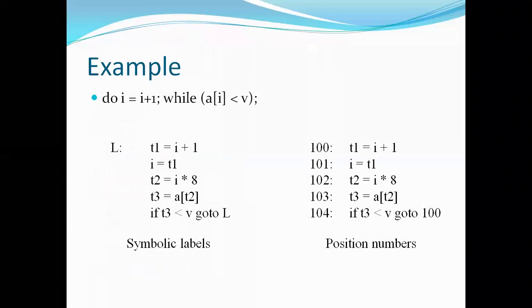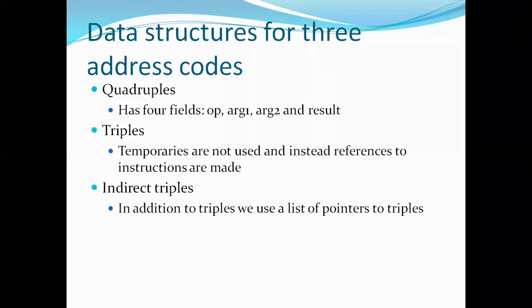After knowing these, I will implement the three address code. To implement a three address code, we need to know three types of data structures. I will explain in the next class what these three data structures are, and with these three data structures the implementation of the three address code can be performed. And before that, I'm having an example here.